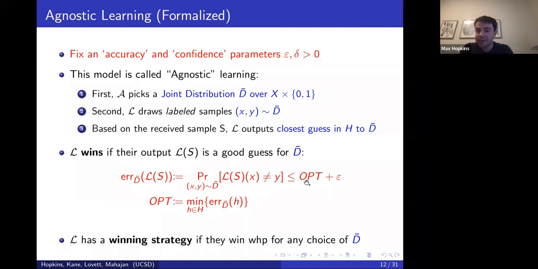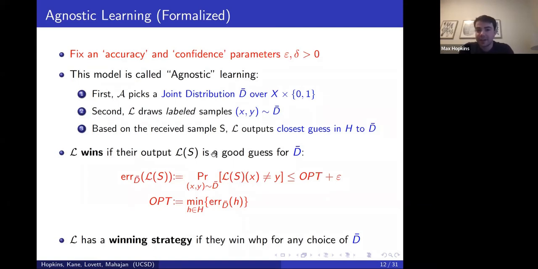And we want the error to be less than or equal to opt plus epsilon, where opt is the minimum error in the class. So if you're only learning things in the class, you can't hope to do better than opt, right? You can't hope to do better than the best possible thing in the class. So now we only want to get within opt plus epsilon.